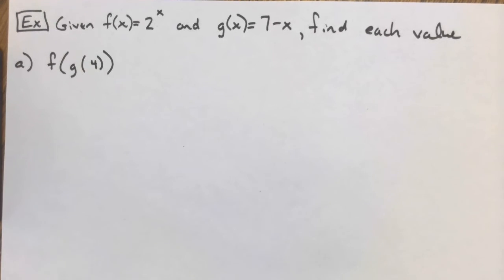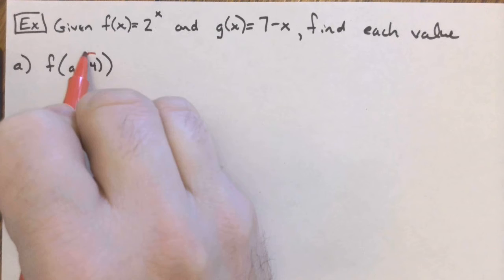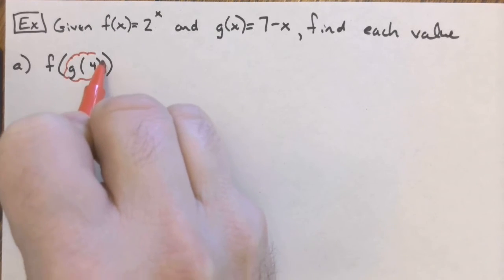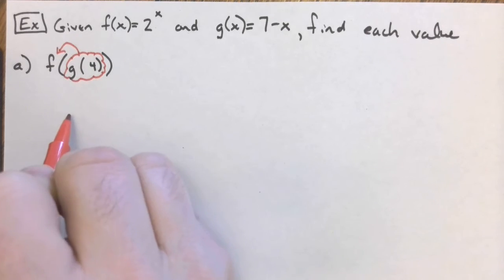So for this example, we are given function f and g up in the directions. What we need to do is calculate a value of a composition function. So we need to take g of 4, whatever that is, and we need to plug that into function f. But we can calculate g of 4.